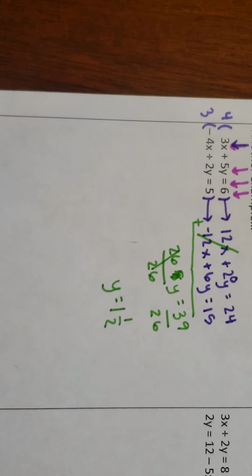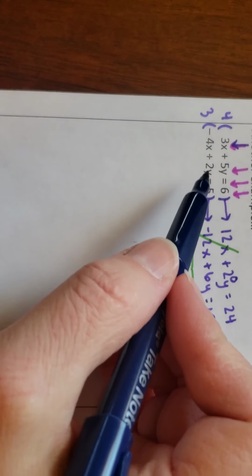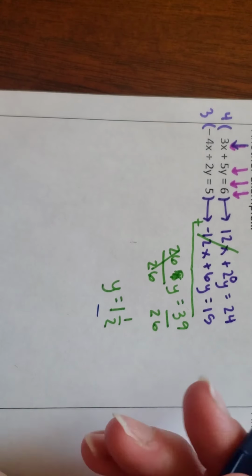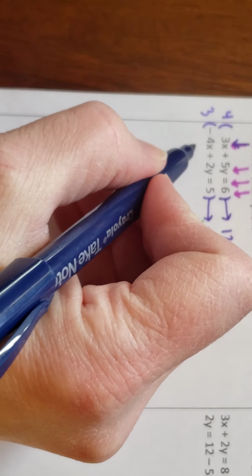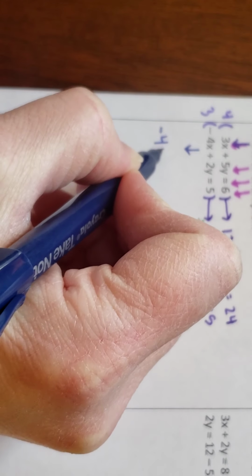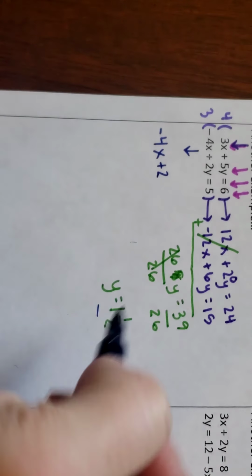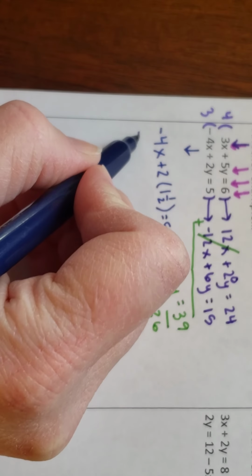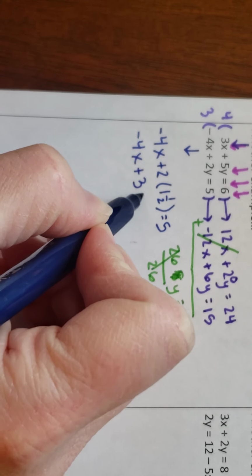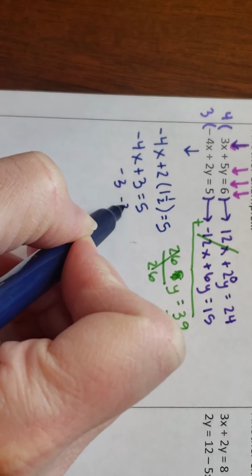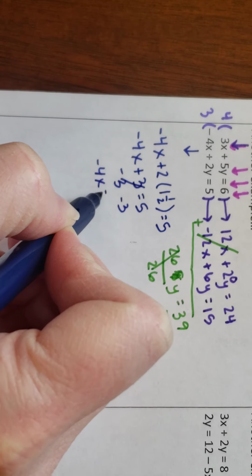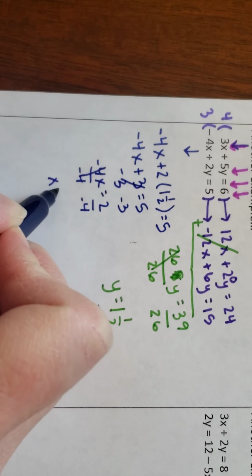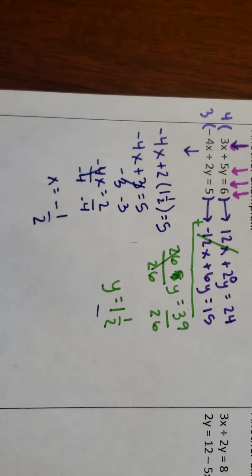Okay, so now that I know what y is, I can substitute that in for either of the y's here. It doesn't matter. I'm just going to pick this bottom one because I can get to it. 2 times 1/2 equals... negative 4x and 3 is 5. Negative 4x is 2. x is negative 1/2. Great.